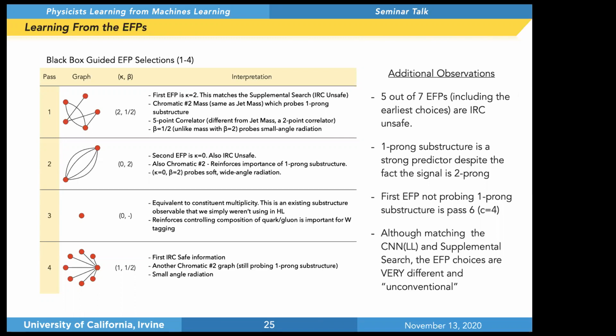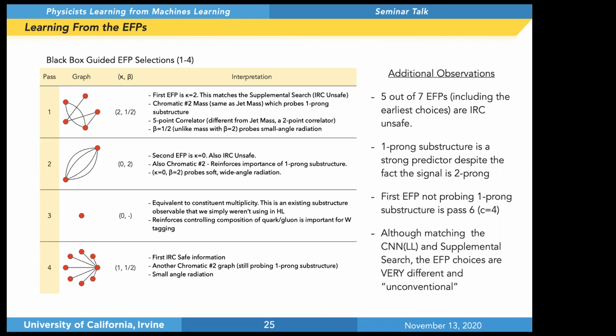It's also much more sensitive to 1-prong jet substructure. So all of these chromatic number 2 graphs means that it's much more interested in trying to understand the monojet problem rather than the dijet problem. And in fact, you don't get anything other than monojet sensitive EFPs until the 6th EFP. And at that point, it picks something that's chromatic 4.